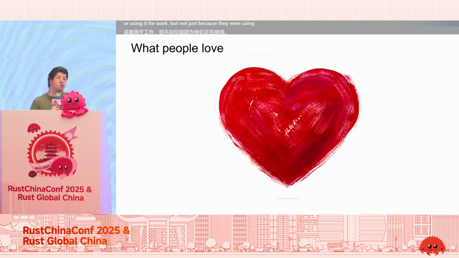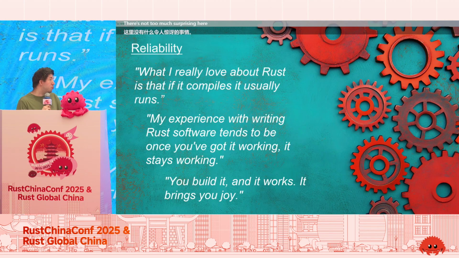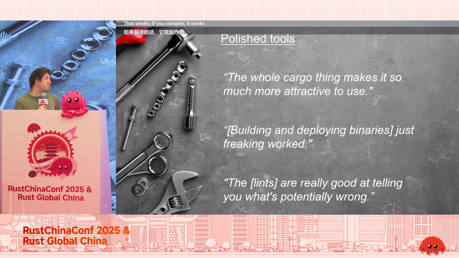And once you use Rust, what is it that people like? You're going to see some things here that you might already have heard. There's not too much surprising here, but it is nice to see. First, people love Rust's reliability, that whole idea of if you compile, it works. People find that to be true. People love the tools that we make, not just the compiler, but things like cargo and Clippy checks, things that are polished and make the experience a good one.